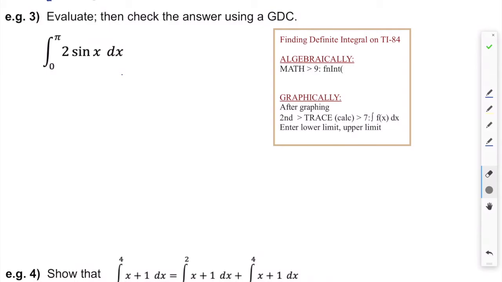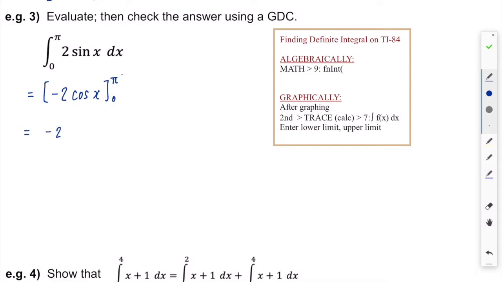Now let's take a look at example 3. Evaluate, then check the answer using a GDC. We're looking for the definite integral of 2 sine x dx from 0 to pi. Finding the antiderivative of 2 sine x, I get 2 cos x, but negative. Okay, and we're evaluating this from 0 to pi.